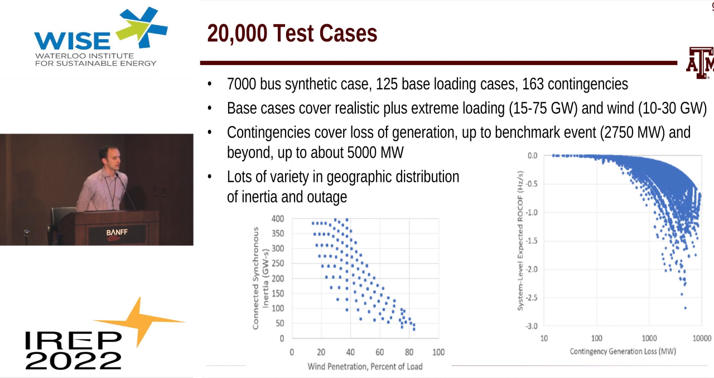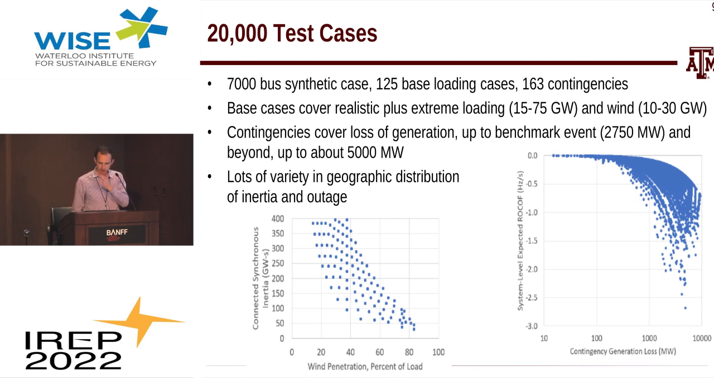We can just do it. It just takes two matrix calculations each. And so we did 20,000 test cases in a short amount of time. And so we have the 7,000 bus case, a very large case. I made 125 base loading cases, so all different levels of wind. Texas is the number one state for wind, so we did all kinds of levels of wind, all kinds of levels of how much synchronous inertia is connected, including what is realistic and maybe will be more realistic in the future. So all kinds of things, and then lots of different contingencies, including the benchmark contingencies, smaller ones, and even some larger ones as well.